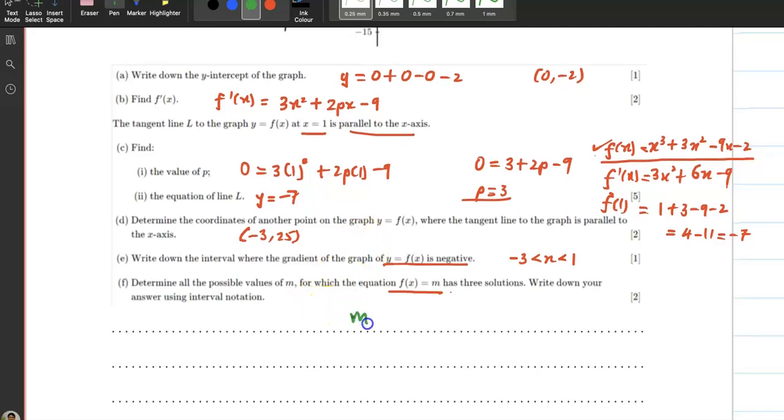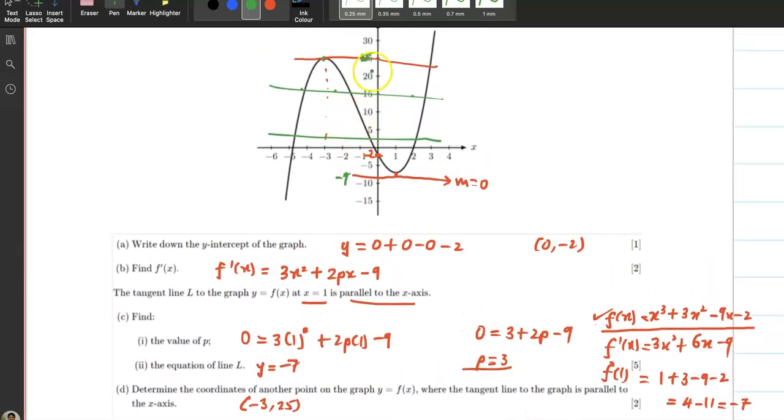So what is the value of m? Minus 7. So there will be 3 solutions. From minus 7 to 25, there will be 3 solutions. Any line you draw there will have 3 solutions.